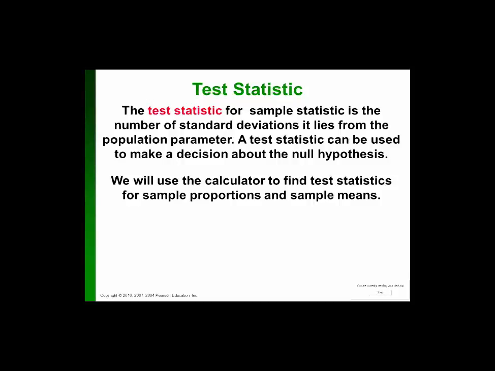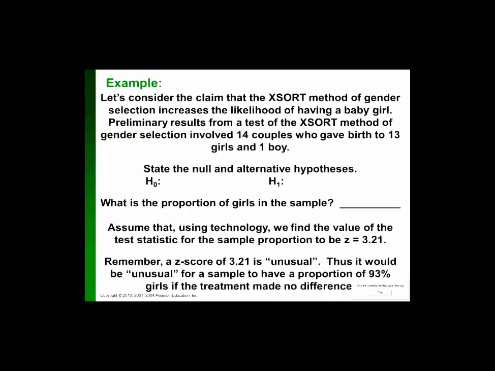For example, let's consider the claim that the XSORT method of gender selection increases the likelihood of having a baby girl. Preliminary results from a test of the XSORT method of gender selection involved 14 couples who gave birth to 13 girls and 1 boy. What does your gut say? Does this procedure seem to be working, or not really? Heck, if you got 13 out of 14 girls, that's not likely to happen by chance, so something's going on.